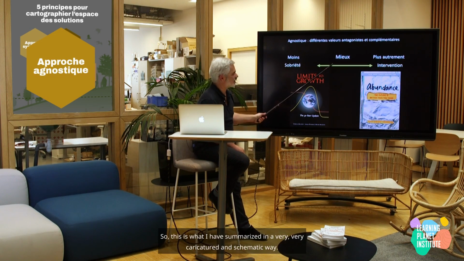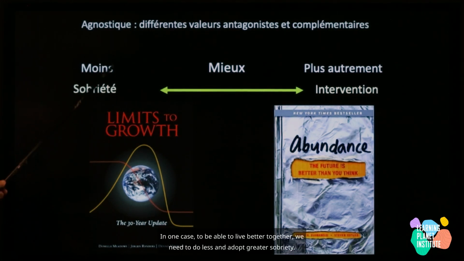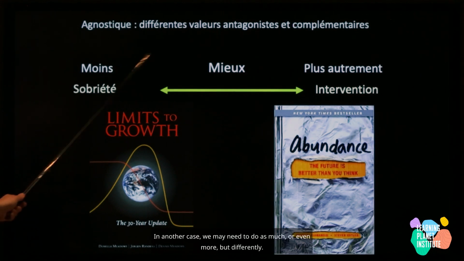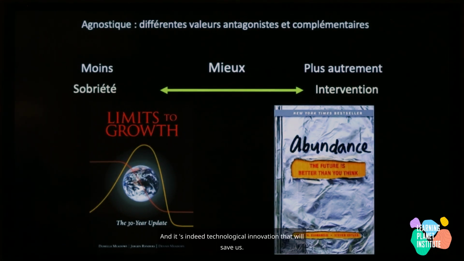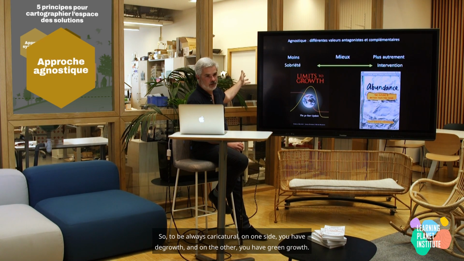So this is what I have summarized in a very, very caricatured and schematic way. I am well aware of that, but it is to make it understandable. In one case, to be able to live better together, we need to do less and adopt greater sobriety. In another case, we may need to do as much or even more, but differently. And it's indeed technological innovation that will save us. So, to be always caricatural, on one side you have degrowth, and on the other you have green growth.